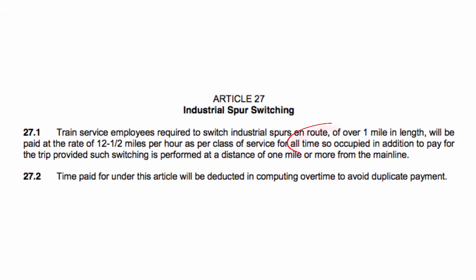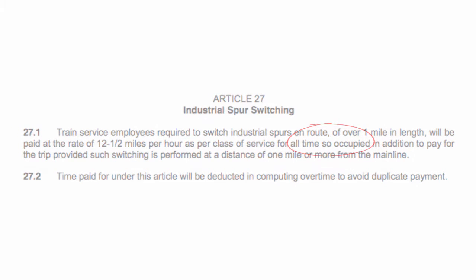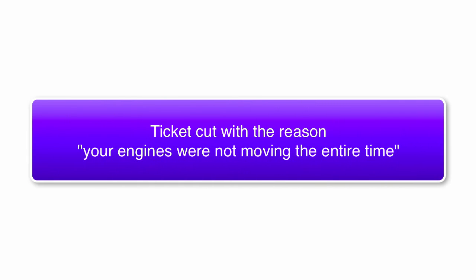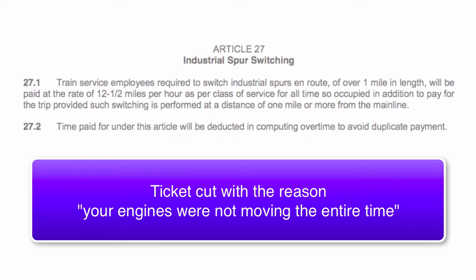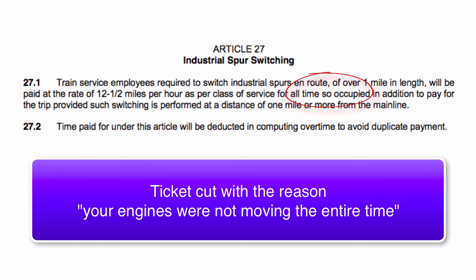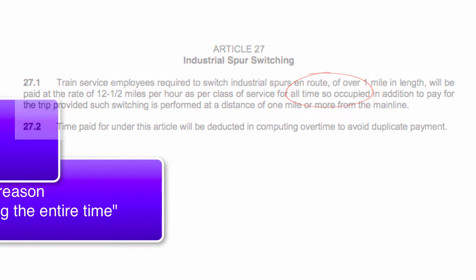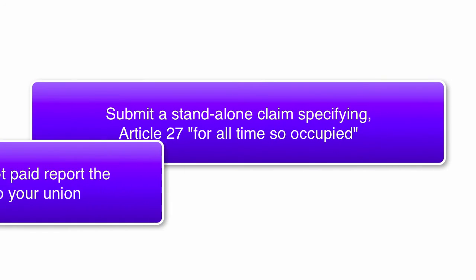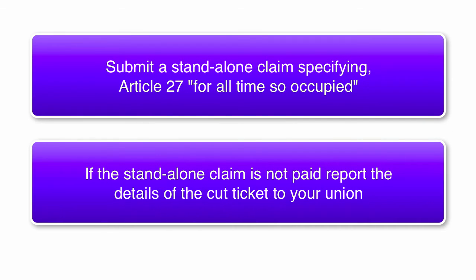This section right here, all time so occupied. It's come to the attention of the union that the company has been deducting time from people's time slips with the claim that your engines were not moving. Well, as you can see, Article 27 says for all time so occupied. So if your ticket is cut for the reason that, quote, your engines were not moving the entire time, you need to let the union know about it. You also need to enter a standalone claim for this and report back to the union if you're not paid.